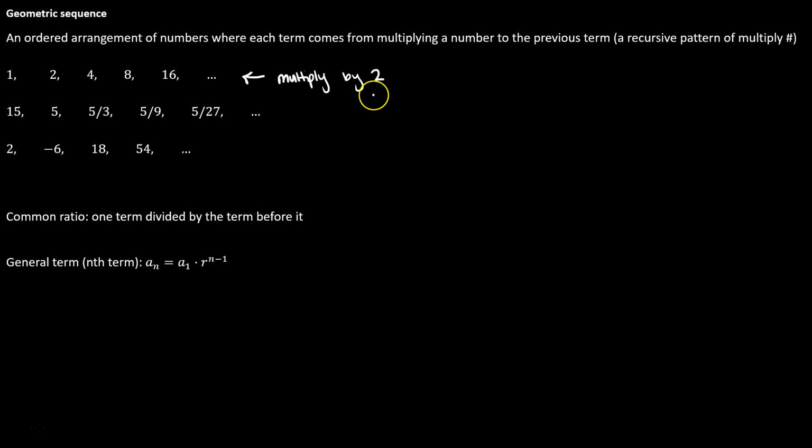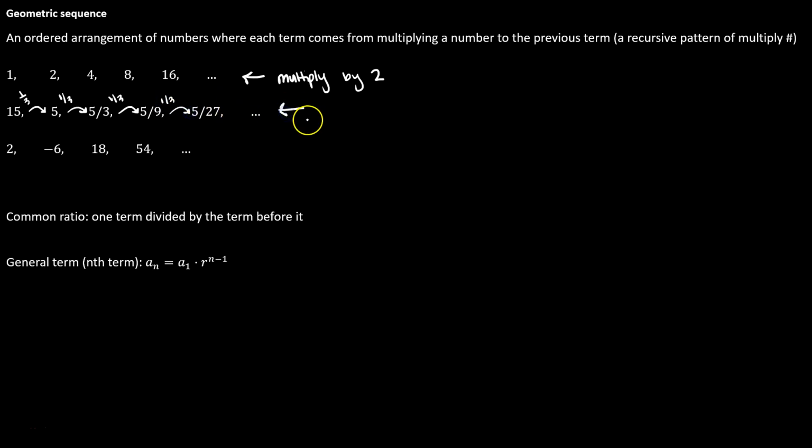Arithmetic patterns have a common difference. Geometric has a common ratio. Looking at our next pattern, this one's a little trickier. I'm saying multiply, but remember that we can multiply by fractions. 15 times 1/3 would be 5. 5 times 1/3 would be 5/3. 5/3 times 1/3 would be 5/9. 5/9 times 1/3 would be 5/27, and so on.